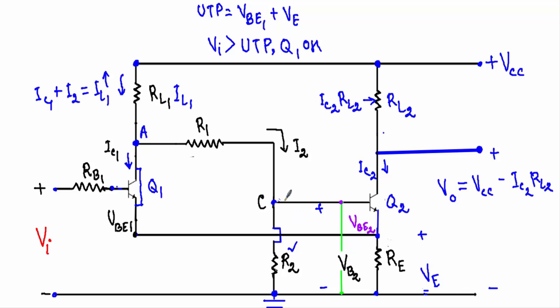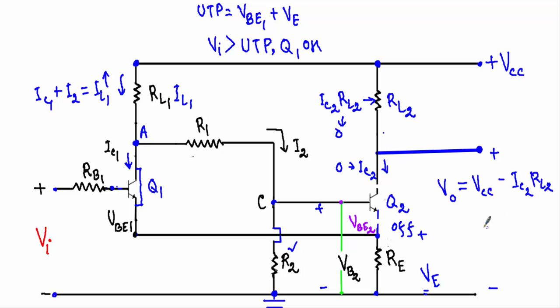As the voltage difference between this point and this point is reduced, it will not get sufficient voltage to drive the base to emitter junction of the transistor Q2 in on state. Therefore our transistor Q2 will be in off state, and when Q2 is off, I can disconnect the collector and emitter terminal of Q2, and you will see that the collector current IC2 will be equal to 0. Therefore IC2 RL2 will also be equal to 0.